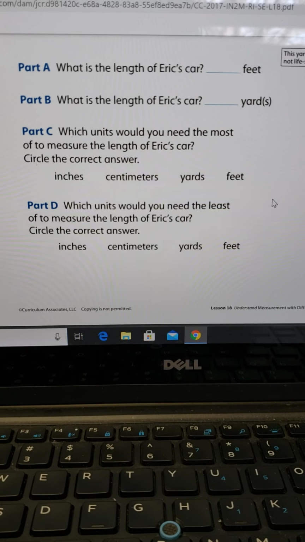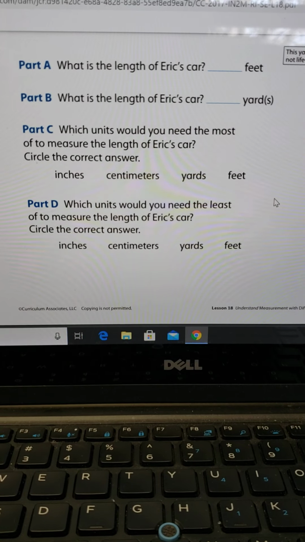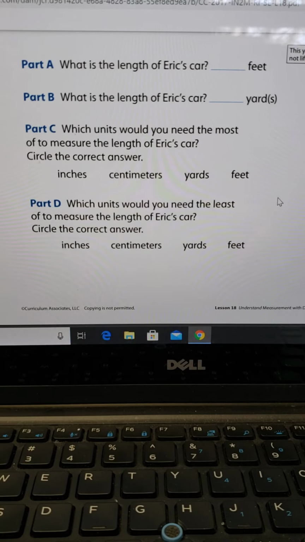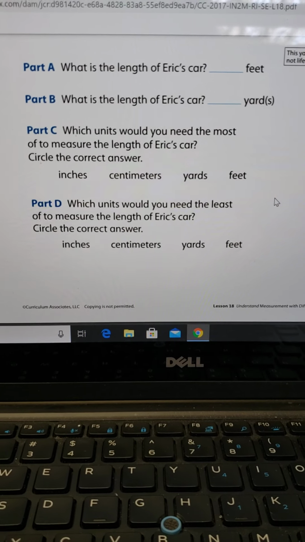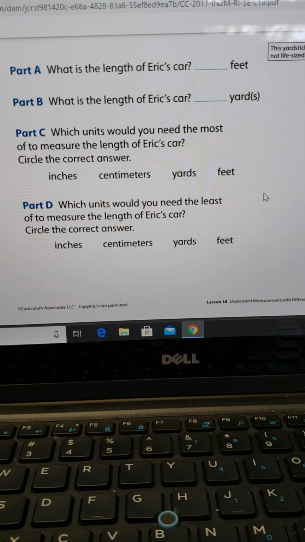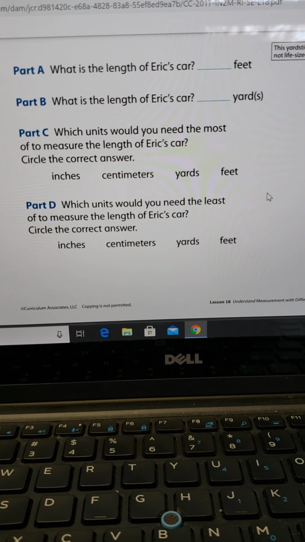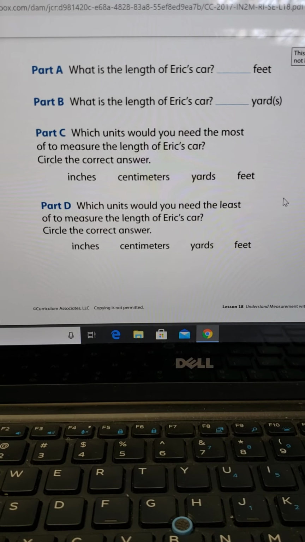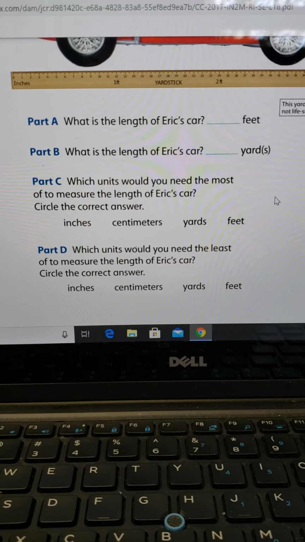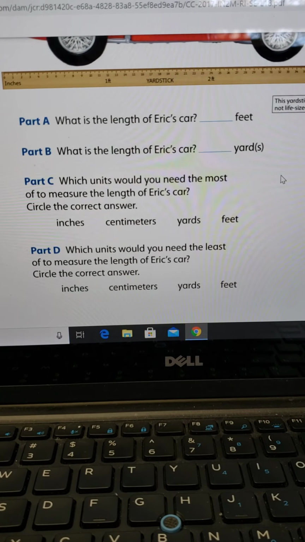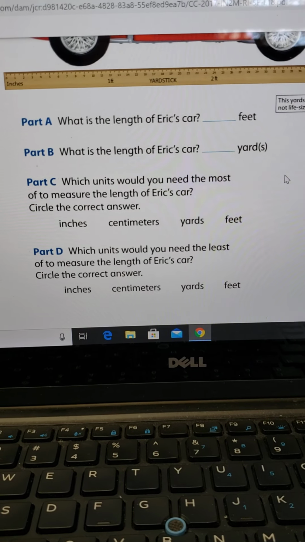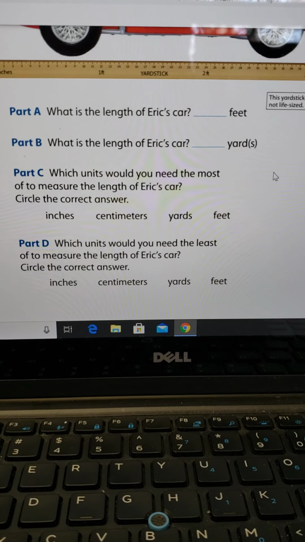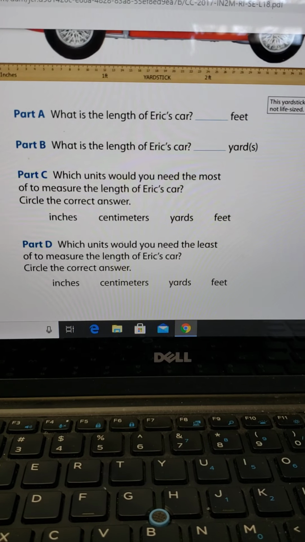Which units would you need the most to measure the length of Eric's car? Ooh, this one is going to be one that's going to make you really think. Okay, so put your thinking cap on. Turn your brain, make sure that it is on go, not on sleep. Make sure you're paying really close attention. Okay? So, I need to figure out which one of these I would use the most of to measure how long this car is. Let's look back right over here.